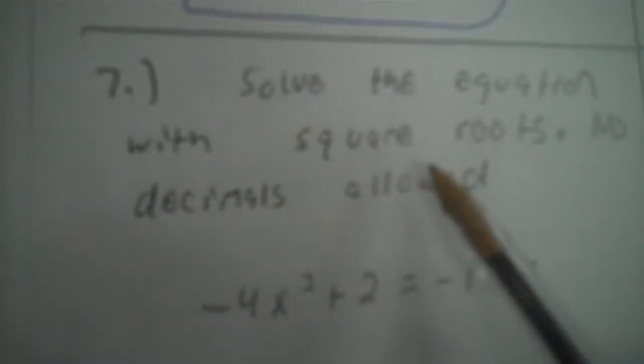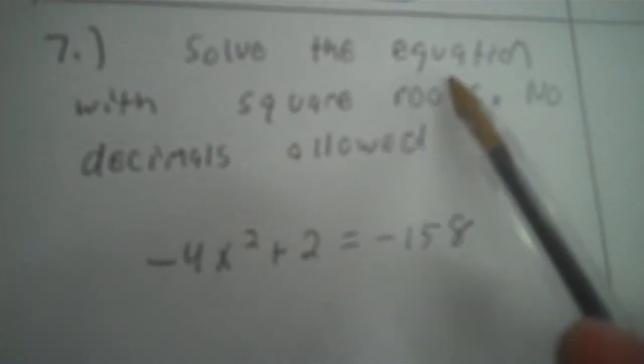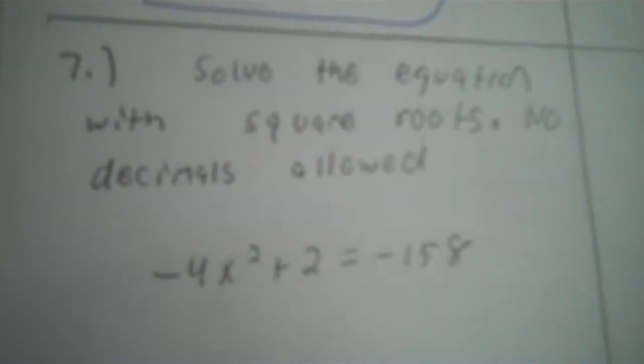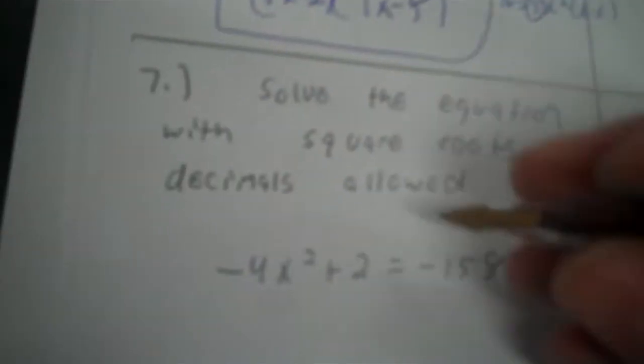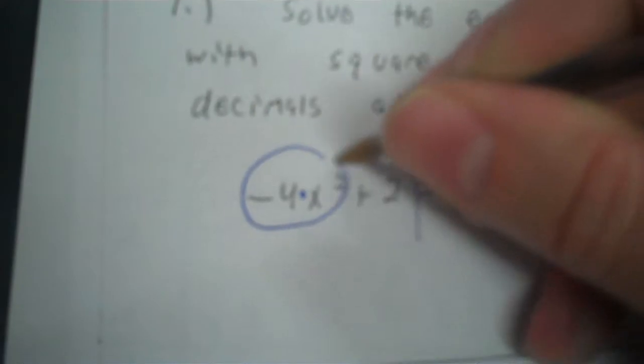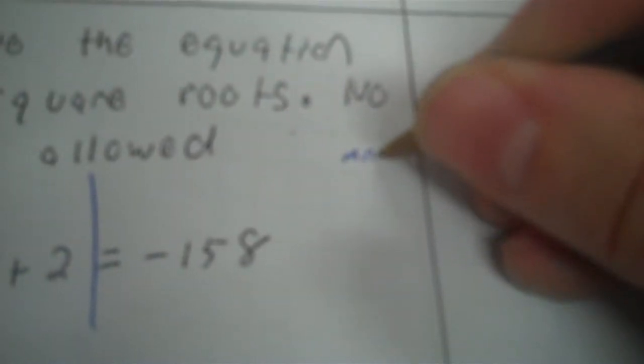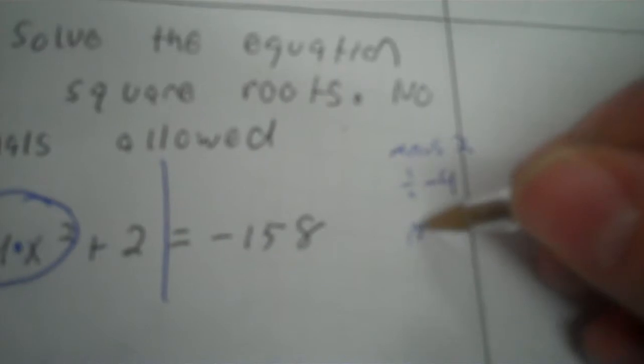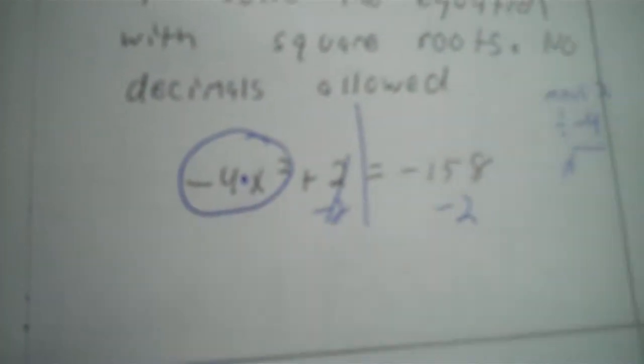Now we're not factoring. You need to read the directions. Solve the equation with square roots. No decimals allowed. So we're going to get our 2 answers using the square roots. The first thing I do is make a line and get the x to the second power by itself. You need to do these things. You need to subtract the 2 first, then you need to divide by the negative 4. Then you'll square root, in that order. You don't do them out of order.